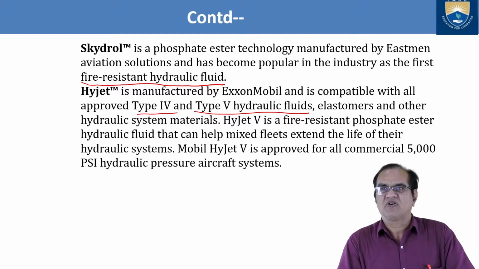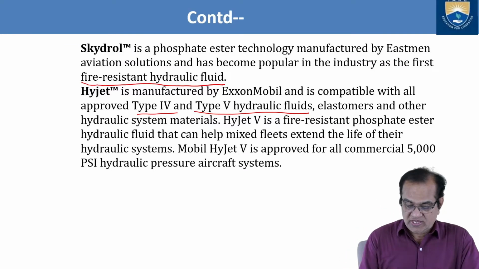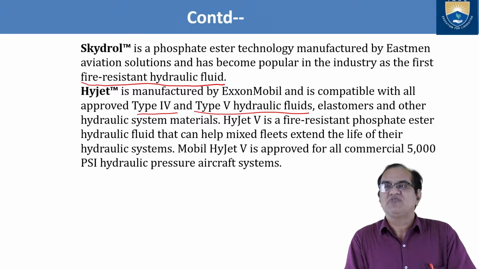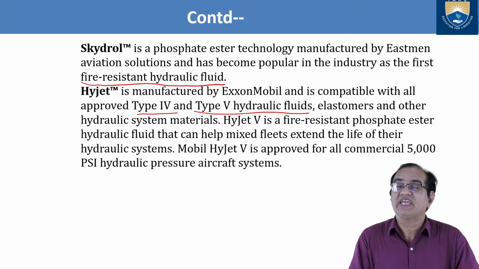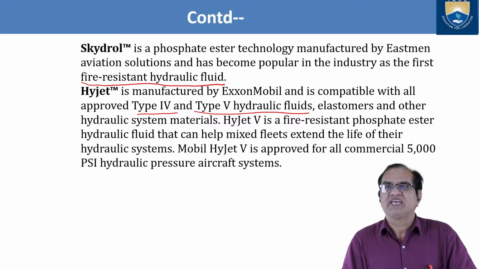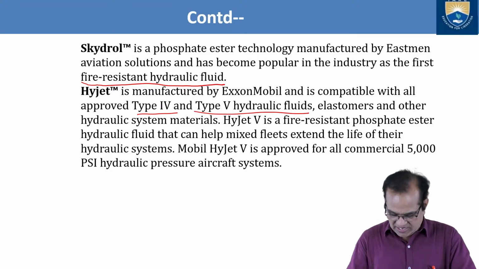Mobil Hyjet V is approved for all commercial 5000 psi hydraulic pressure aircraft systems. Normally we use hydraulic pressure of 3000 to 4000 psi, but nowadays for modern aircraft we use 5000, 6000, even 8000 psi hydraulic fluid. In such situations, if the pressure is up to 5000 psi, Mobil Hyjet V is approved and can be used for commercial aircraft systems up to 5000 pounds per square inch hydraulic pressure.